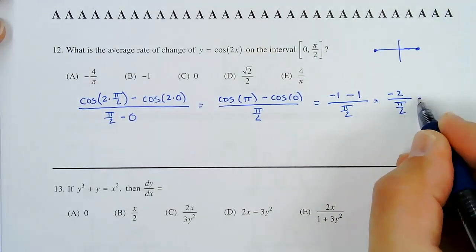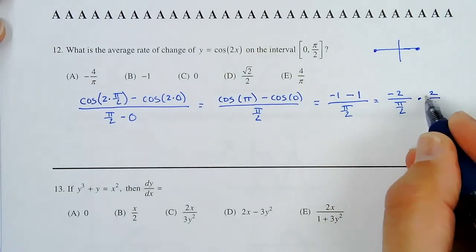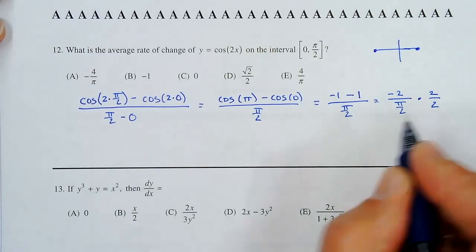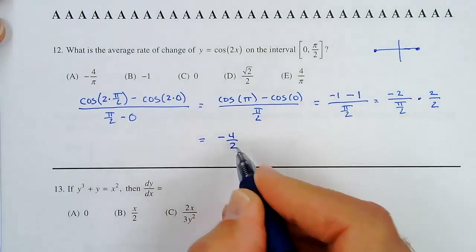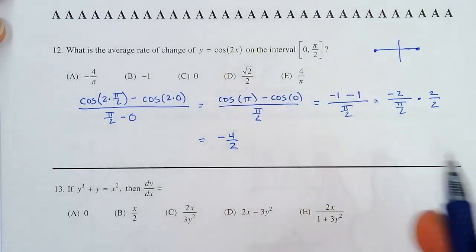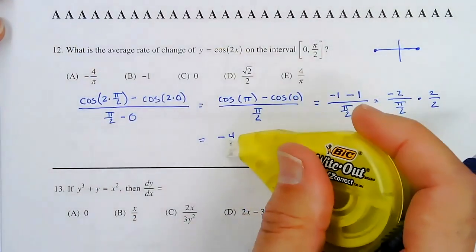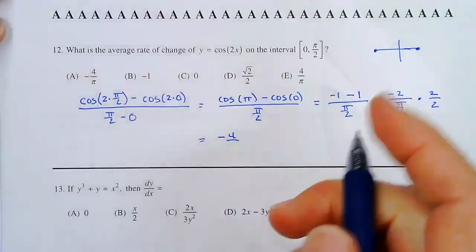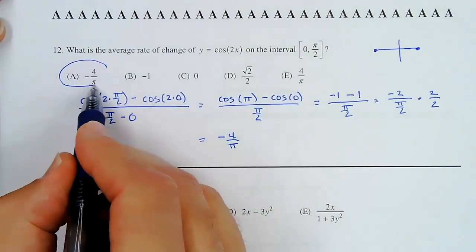And then, because this is a complex fraction, we're going to multiply by 2 over 2. This gives you a numerator of -4 and a denominator of pi. So our average rate of change between 0 and pi over 2 for this function cosine of 2x is -4 over, and I put 2, and I meant to write pi. Probably caught that. So this should be -4 over pi. And so the correct answer is A.